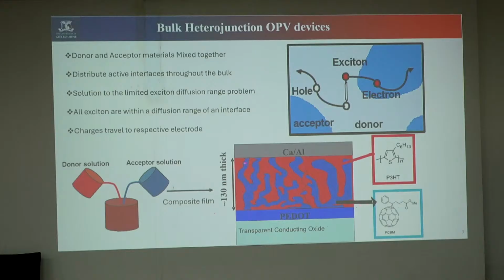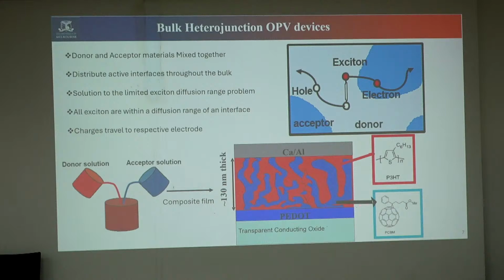And you can see that there should be a continuous pathway of network for the holes to charge. The holes should travel to your anode, and the electrons should travel this way to be collected here. So like this bulk heterojunction, not all the separated charges can reach the electrode.